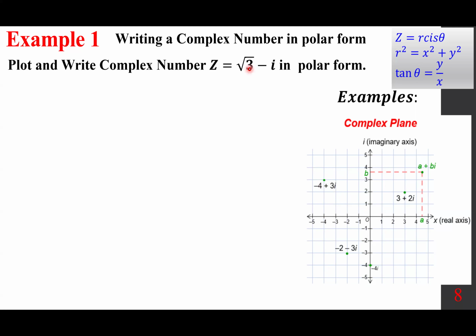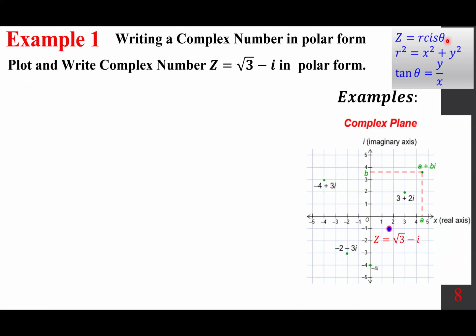This one is square root of 3. So I go square root of 3 to the right. Square root of 3 is about 1.7, minus I, so I go 1 down. So that's a location. Square root of 3 is about 1.73 or something like that. So they want us to plot that. We did that. Now we want to write it in polar format.